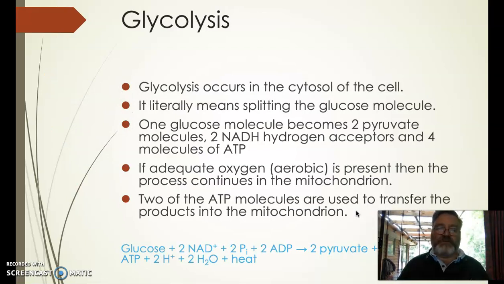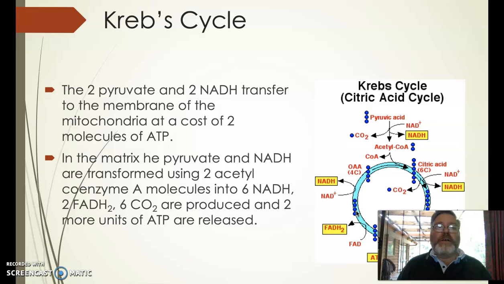So glycolysis, we've already described, but in this case of aerobic respiration, we've split the glucose molecule. That's what glycolysis means. So that becomes 2 pyruvate molecules, and 2 NADH, and I won't even bother trying to explain what NADH is, which are hydrogen acceptors, and 4 molecules of ATP. So if there's enough oxygen, so if it's going to be aerobic, it spends 2 of those ATPs moving everything else across into the mitochondria. Hence this C6 to C3 thing.